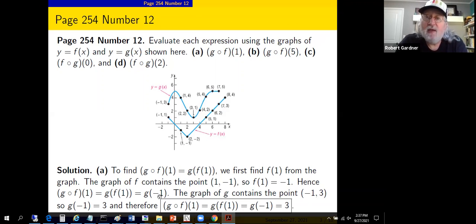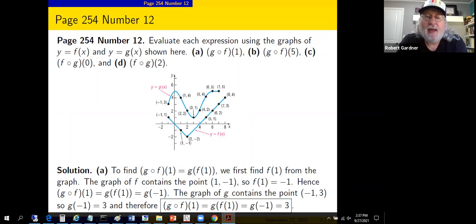How are you going to find g of -1? Go to the graph. Here's the g function. Here's x equals -1. When we plug that into the g function, looks like we get out 3. The point (-1, 3) is on the graph of the g function. So g of -1 is 3. And therefore, the composition g composed with f of 1 is g of f of 1 by definition. f of 1 is -1, that's g of -1. And we just saw g of -1 is 3 from the graph.